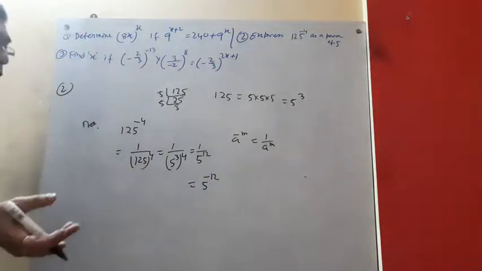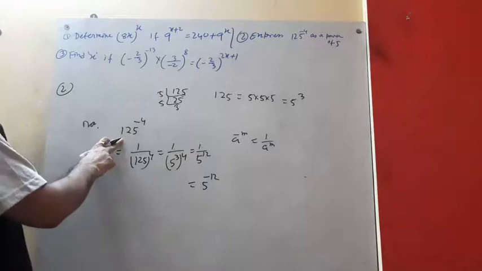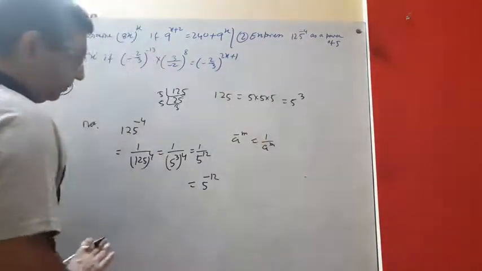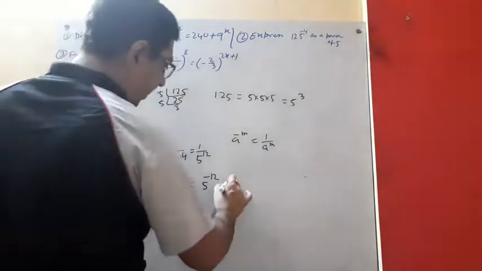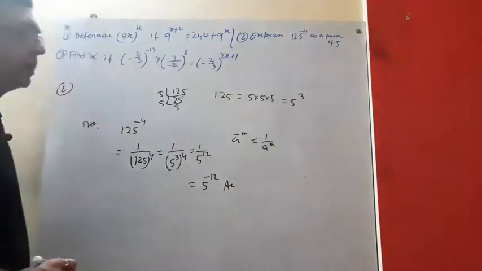If they ask you in the question to express it as a power of 5, you can write this one as 5 to the power minus 12. Okay, this is the power of 5.